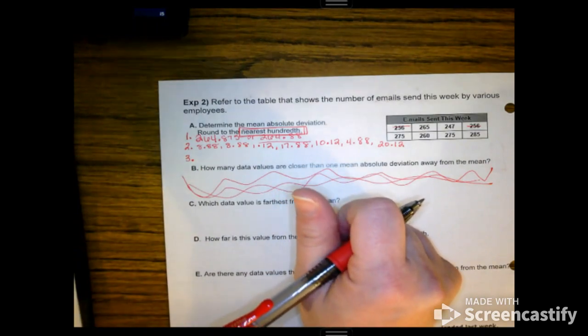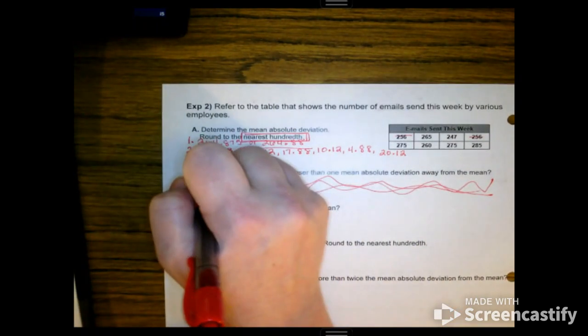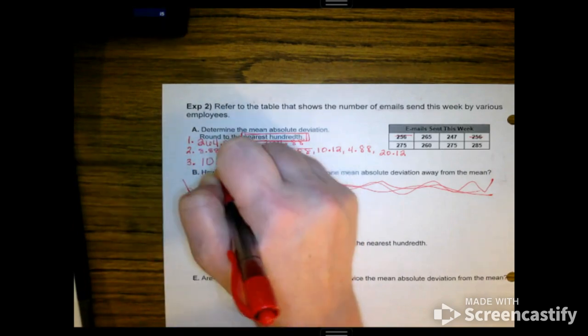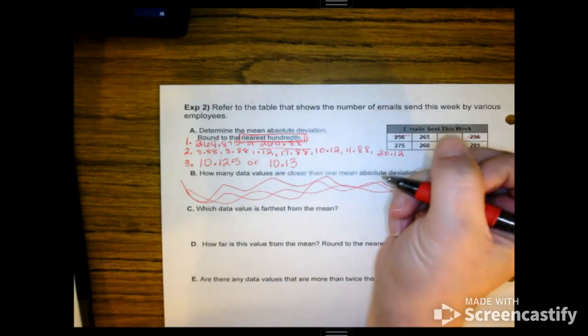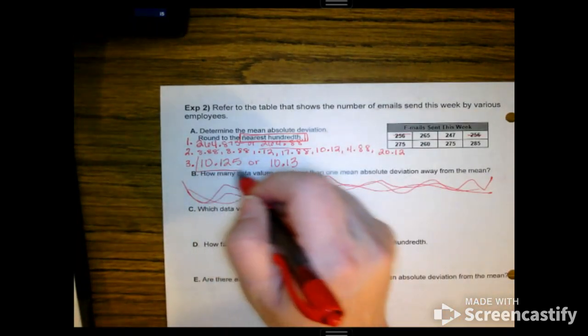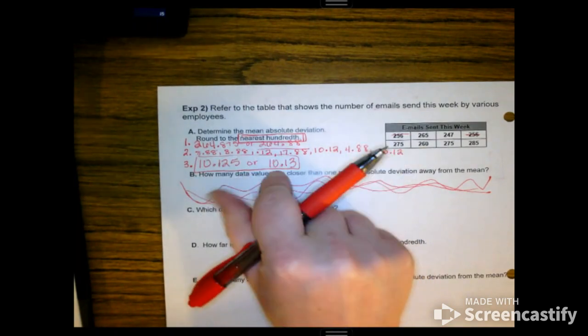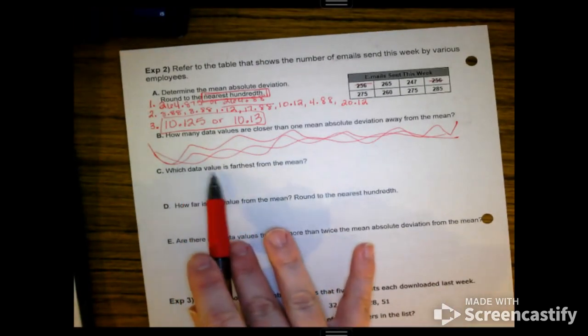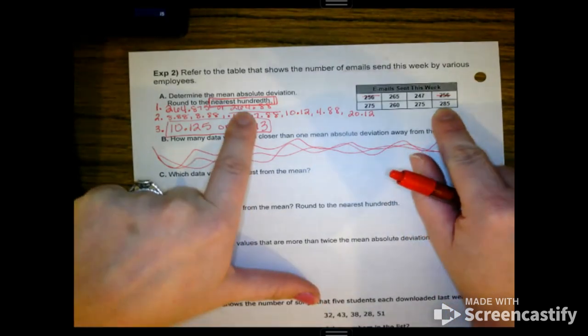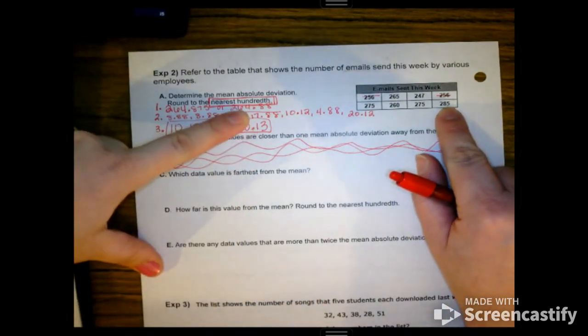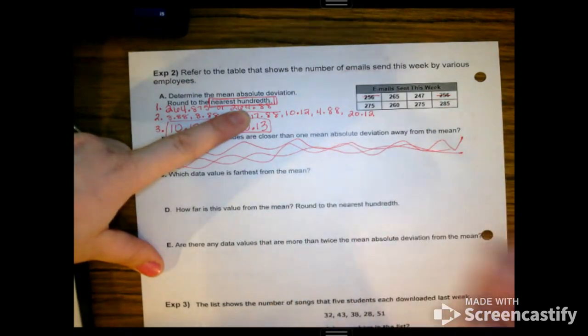So your mean absolute deviation from this should have been 10.125 or 10.13. Okay, either one of these. Even though you rounded to the tenth, it still gave you the same thing? Yep. Good. Now, these questions are what y'all really need to pay attention to because it gets kind of tricky. Which data value is furthest away from the mean? Which one of these is the furthest away from 264? 285. Okay.